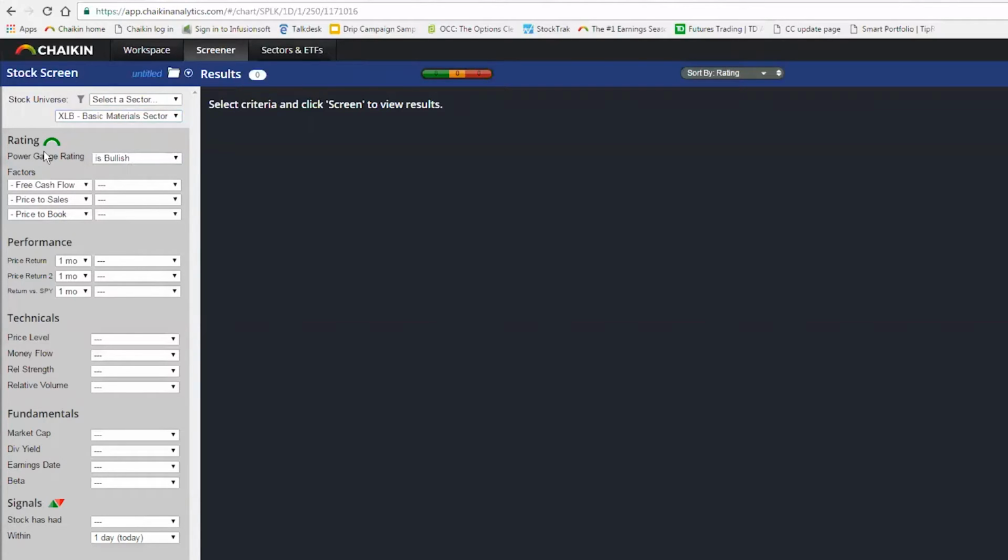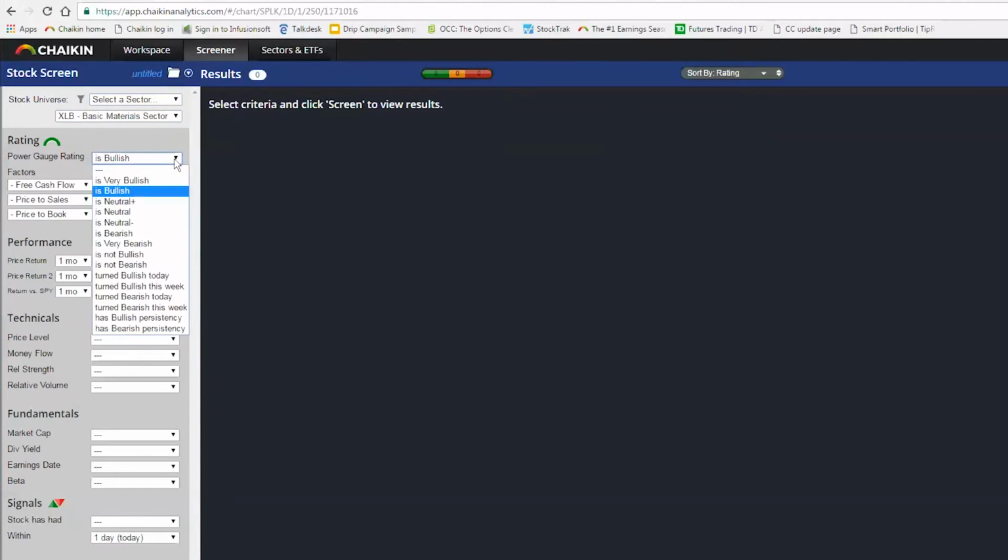Next, the power gauge rating. You can screen for current power gauge ratings, whether you want to see very bullish, bullish, neutral plus, neutral, neutral minus, bearish, and very bearish. Or you can look for power gauge ratings that have changed, whether they have changed today or this week, or maybe the ones that haven't changed at all, but have been bullish for some time.